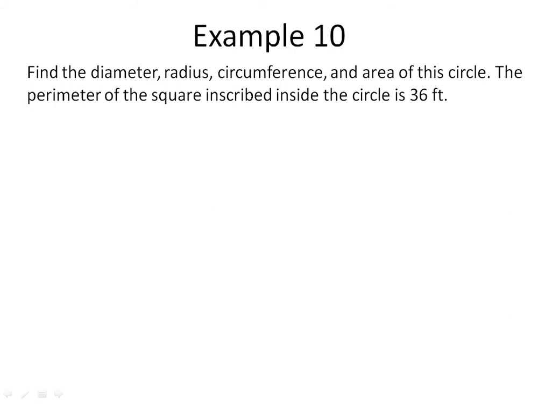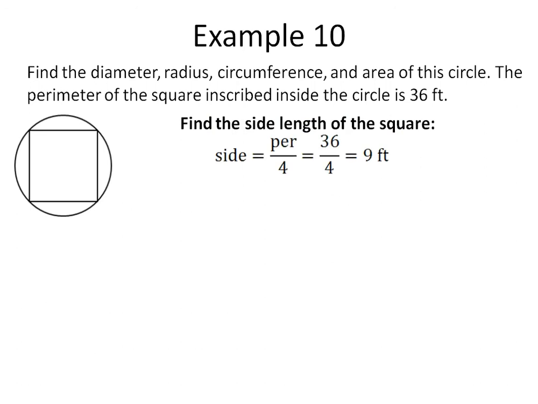Example 10, once again they want us to find the diameter, the radius, circumference, and area of the circle. The perimeter of the square that's inside the circle is 36 feet. Okay, so looking at this, here's what we got. All four sides of the square are going to be whatever 36 divided by 4 is. So that's going to give us 9, because the side is the perimeter divided by 4, since it's a square. That's equal to 36 divided by 4, which is 9 feet.